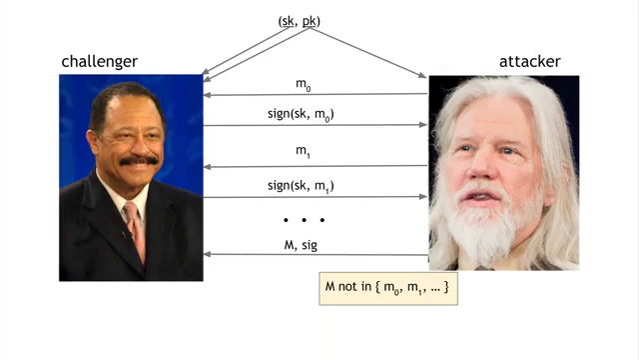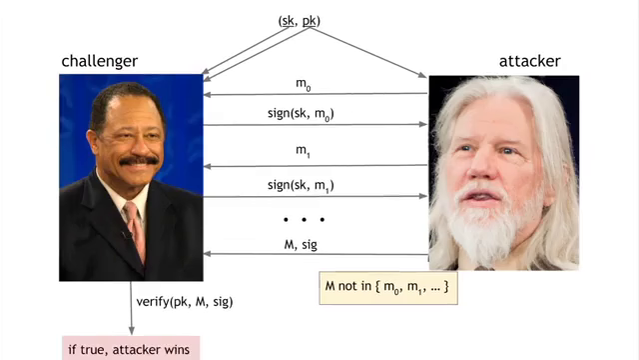I mean, we sent him a valid signature on M0 earlier. So he's going to pick some other message that he hasn't seen a signature for already, and he's going to send over what he claims is a signature on that message. And then the question is, can he succeed? So the challenger is going to run the verify algorithm, use the public verification key, and on that message and the signature that the attacker provided, and is going to check whether it verifies. And if it does verify, if this returns true, then the attacker wins. The attacker has forged a message.